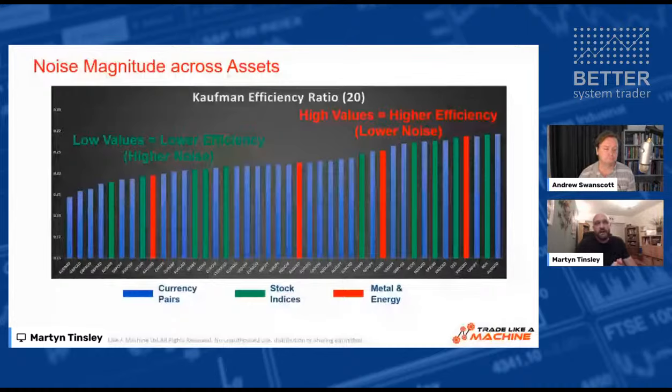So what I've got here is a ranked list of different assets. I think there's just over 40 assets here, in terms of their average noise. And I'm using the efficiency ratio to measure that noise. The higher the value, the more efficient the price action is, so it's like the inverse of noise. If the efficiency ratio is high, that's the biggest bars here on the right hand side, that means these have low levels of noise, whereas all of the assets on the left have higher levels of noise because they're less efficient in their price action.